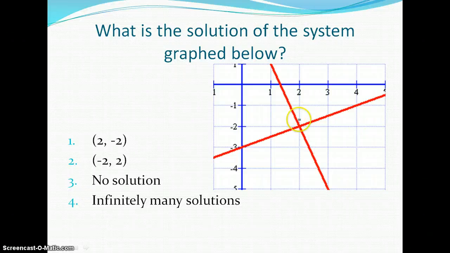As you can see on this one, they do cross, so we know it's not no solution. They are two different lines, so we know it's not infinite number of solutions. So now we're down to these two. If we want to graph this ordered pair, we're going to do our x value first. So if we start at 0, we're going over positive 2 and then down negative 2. So the correct answer on this one is going to be (2, -2), and that is where our two lines intersect.